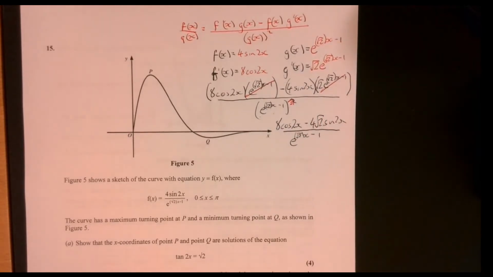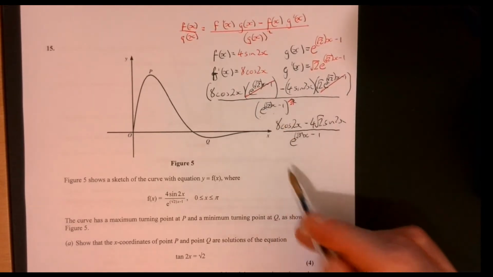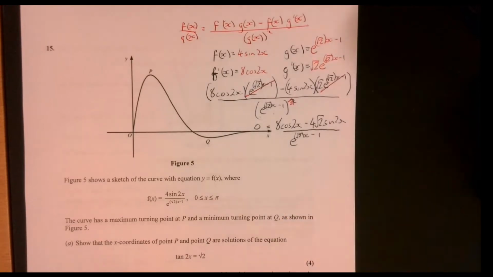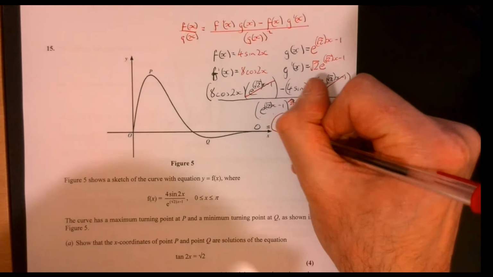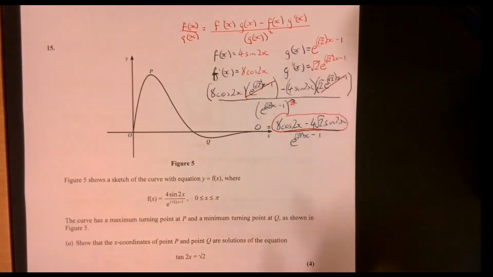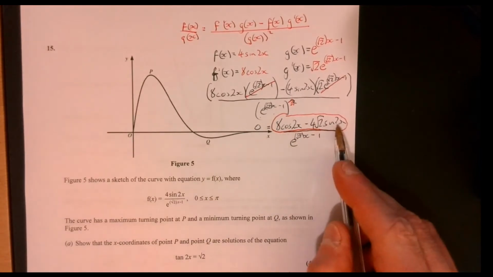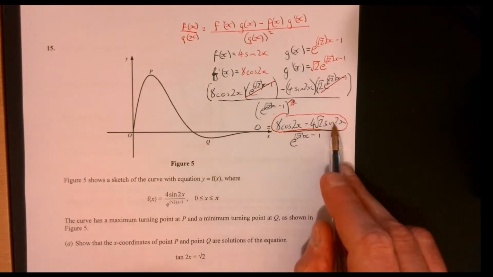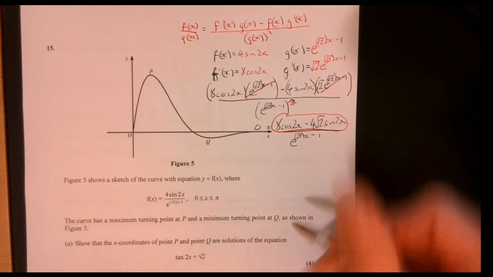Now what we're interested in is when this is equal to 0. Well, when's it going to be equal to 0? It's going to be equal to 0 when the numerator is equal to 0. So actually we're not even interested in that denominator, that horrible looking thing there. We're just interested in this. So when this is equal to 0, let's take that over to that side.